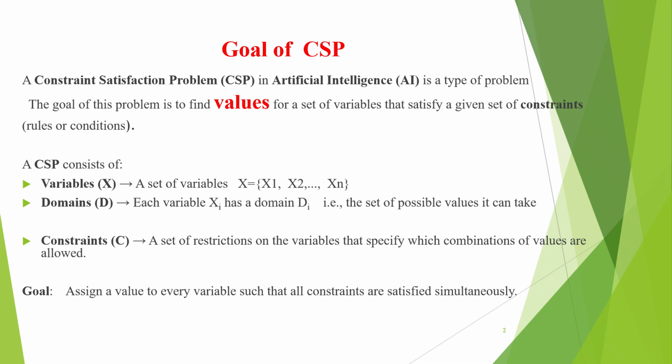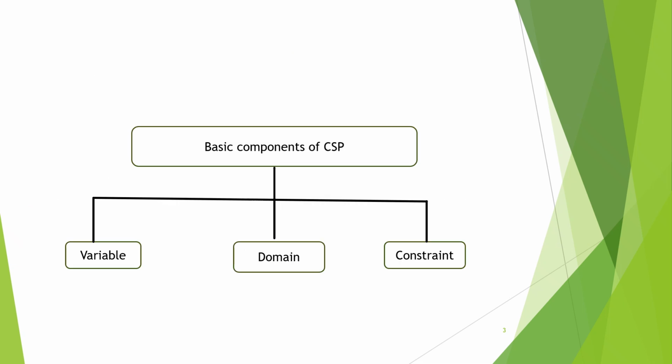Variables range from x1 to xn. Domains are the set of values for the variables, and they are represented in the form of D, that is D1 to Dn. Constraints are a set of restrictions on the variables that specify which combinations of values are allowed. So the goal of CSP is to assign a value to each variable so that all constraints are satisfied. Basic components of CSP are variable, domain, and constraint.